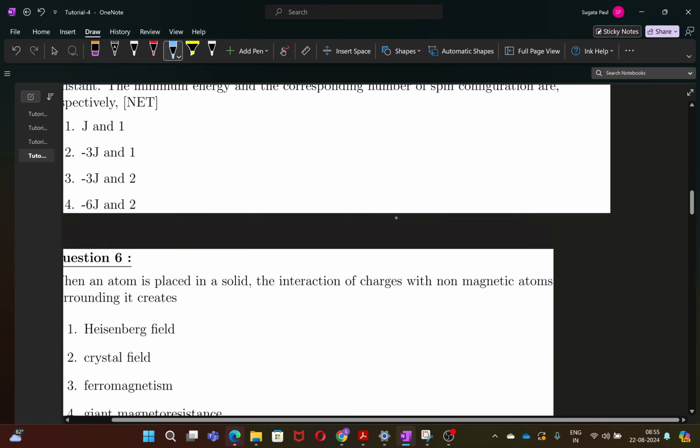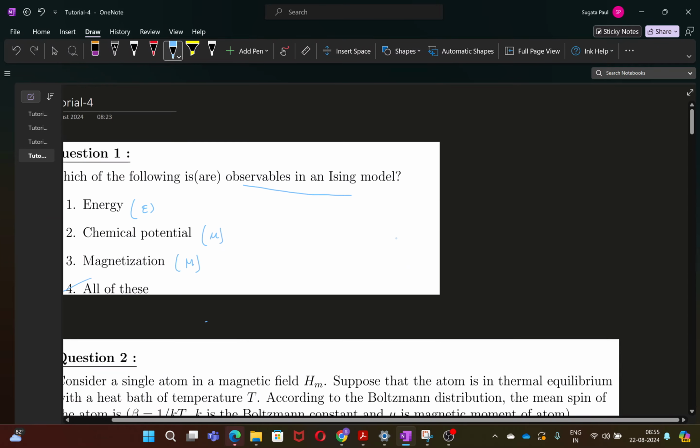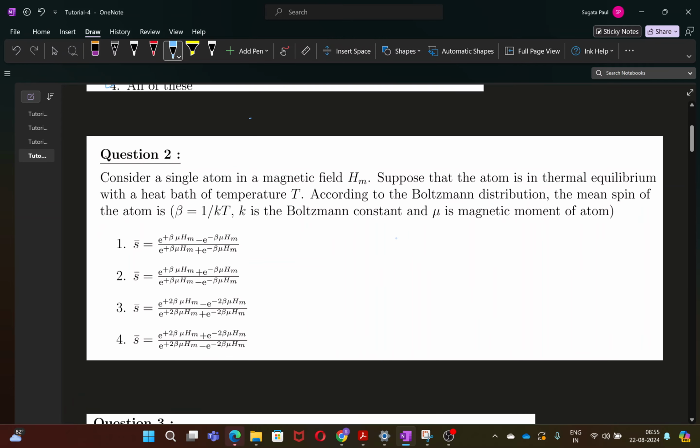So let us go back and read what the second question was. The second question is: consider a single atom in an external magnetic field H. So the atom is sitting in an external field. Suppose that the atom is in thermal equilibrium with a heat bath of temperature T. According to the Boltzmann distribution, calculate the mean spin of the atom, where beta equals 1 by kT, k is the Boltzmann constant, and mu is the magnetic moment of the atom. So we have to calculate the mean spin of the atom.